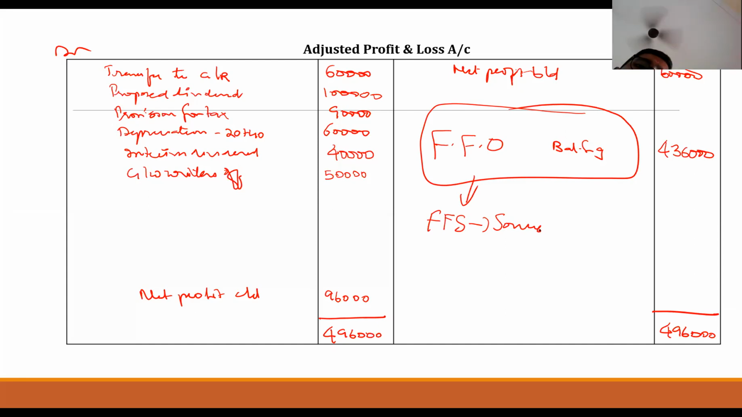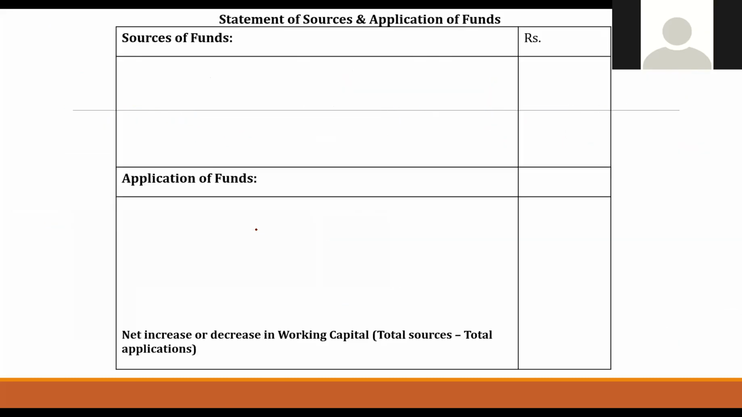Okay. So the adjusted P&L account is over. What is the next thing? The fund flow statement. You have sources of funds and application of funds. Sources of fund means the ways and means by which money has entered our business. Application means the ways the money goes out. So source of fund, again come to the question and start with the balance sheet.